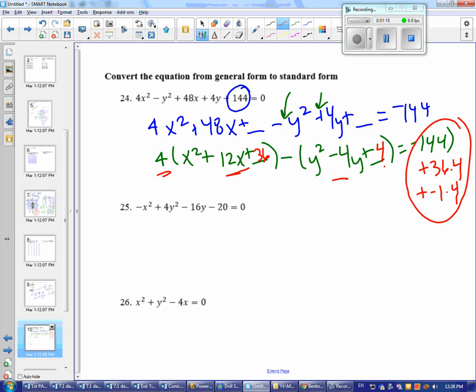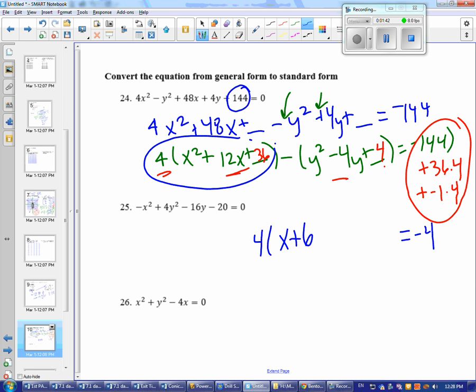So I'm going to go to my calculator, and I'm going to add -144 plus 36 times 4 plus -1 times 4. And I'm going to get -4. So that's -4. And all of this stuff, I'm going to go ahead and factor it. So I'm going to leave the 4 out there.